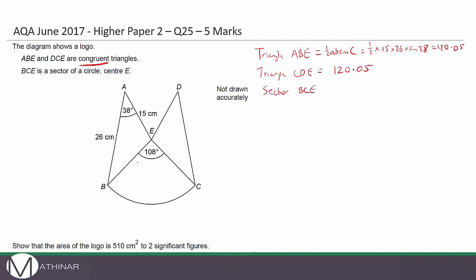So now we need to find the area of the sector. Now the formula for the area of a sector is theta divided by 360 times pi r squared. Now theta is 108, 360 is a constant, pi is a constant, r is over here, or here. Now r is a value that we don't know, so we need to work out the value of r. So we're going to use triangle ABE to work out the value of r. We're going to do so by using the cosine rule.